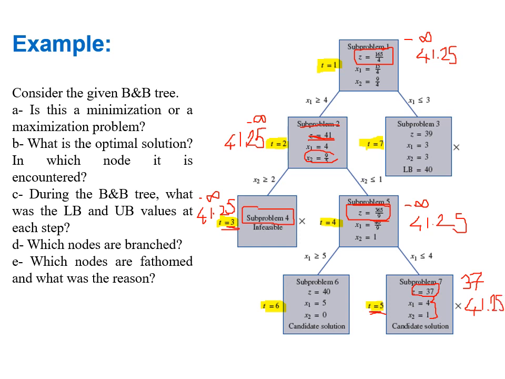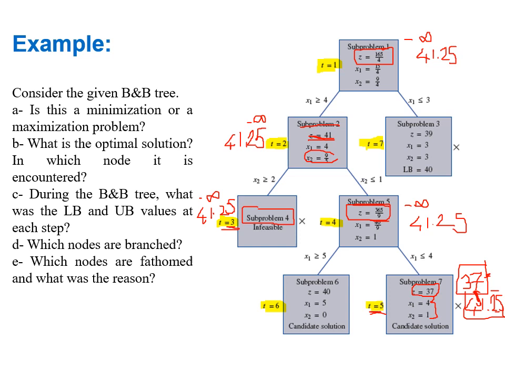Look, at this point, if you stop the branch and bound algorithm, you will end up with a solution with an objective function value of 37. This is integer feasible, and you know that this solution deviates from the best possible by only 4.25, the difference between these two values. But if you continue, you may find a better solution, or you may end up with the same solution. We don't know. In order to understand, you need to continue.